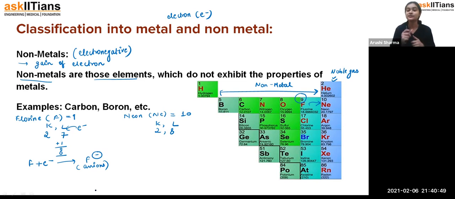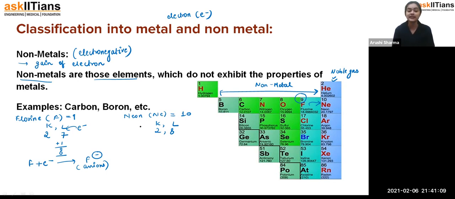So all of the elements in the periodic table want to meet the requirement that the noble gases have. For that, some elements lose electrons, and then we call them metals, and some non-metals gain electrons. So that's how we have metals and non-metals. Fine. So a similar thing is here, students: fluorine is accepting one electron, so it has one negative charge.